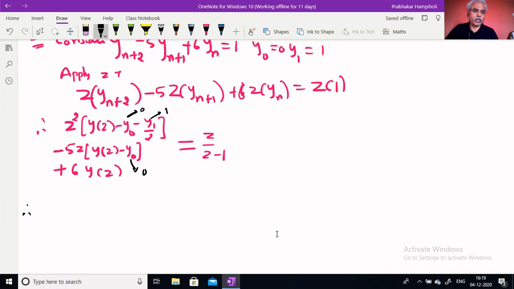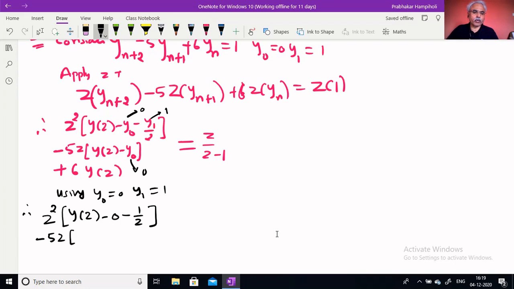Let us first do that using y0, y1. Now the equation looks like this: z square y of z minus 0 minus 1 by z, minus 5 times z into bracket y of z minus 0, plus 6 times y of z equal to the right hand side as it is.